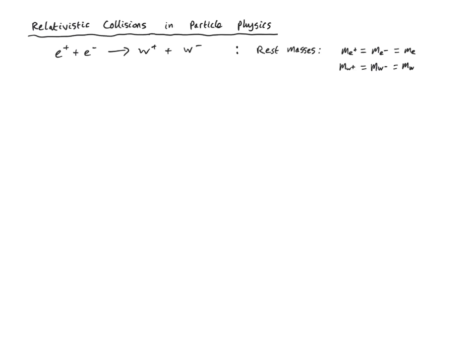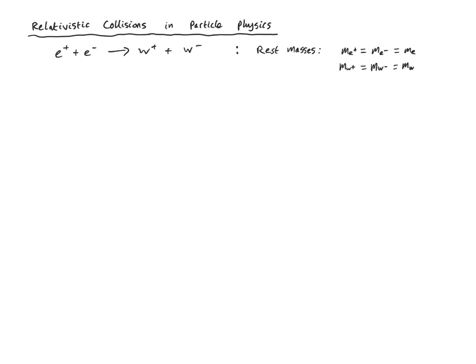So let's now consider some relativistic collisions in particle physics. For example, we'll take the collision of an electron and a positron, which are of course fermionic particles, to produce two bosonic particles, the W plus and W minus bosons. We'll consider this from the perspective of the classical relativistic mechanics of the problem. The rest masses of the electron and positron are equal, let's call them m subscript e, and the rest masses of the W plus and W minus bosons are equal, let's call that m subscript w.